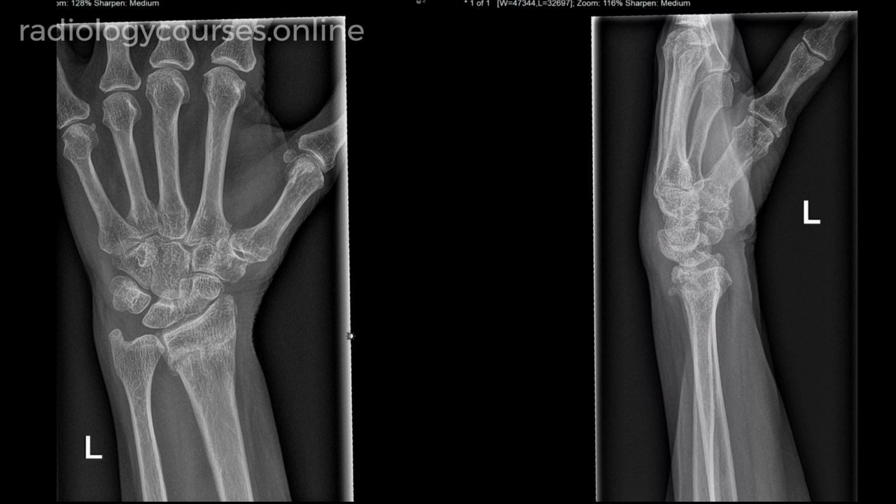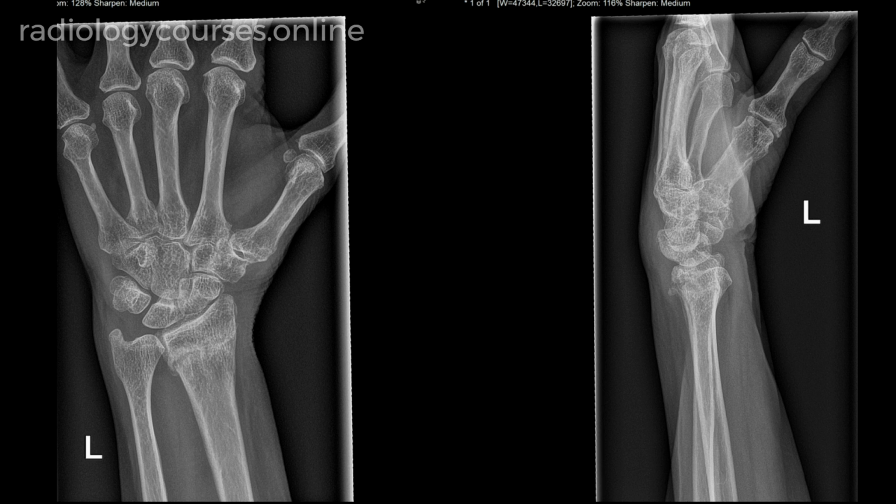Here we have a radiograph of a 70-year-old with a history of ongoing left wrist pain. No history of trauma is provided in the clinical history. This patient has come from primary care, so how do we report it and how to proceed?